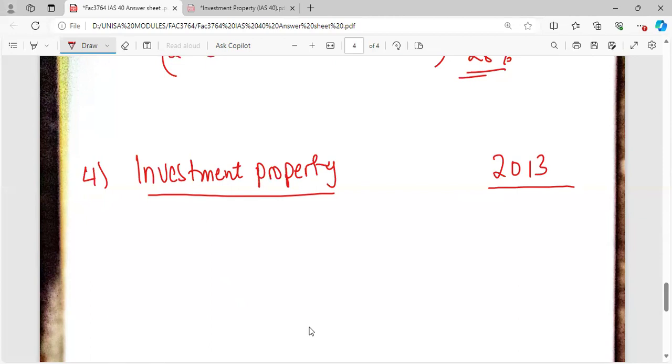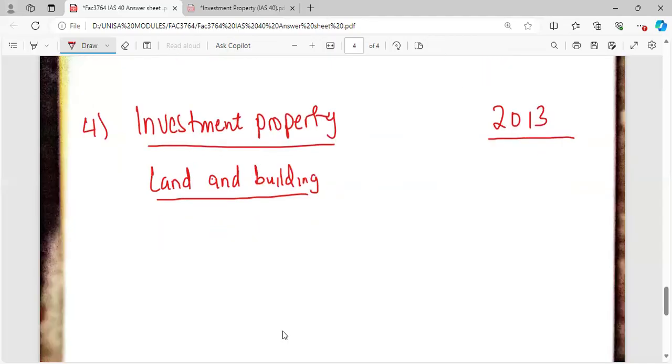Which means here we have land and building, or you can separate them, still the same. Right, we have land and building. So the same way you do your PPE is the same way. So which means you need the carrying amount at the beginning of the year.